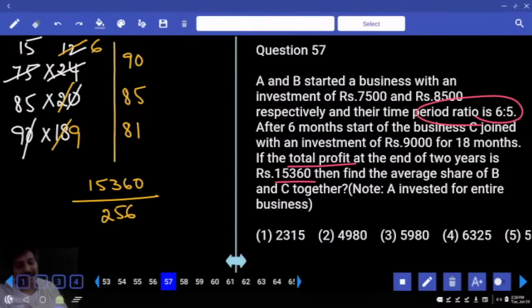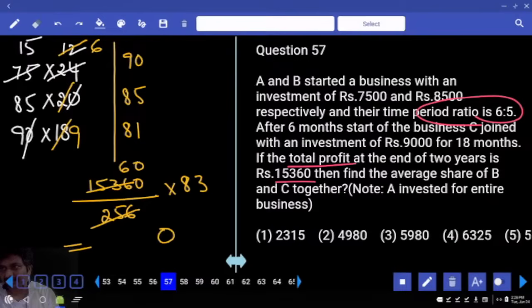Question is about the average of B and C. Average of B and C, sum is 166, average is 83. 256 6 times and then 0. You have 0, you will get 0. 6 into 3 ends with 8. Answer must end with 80.